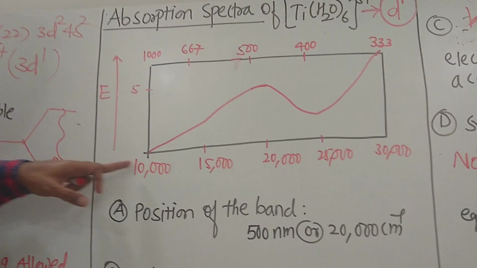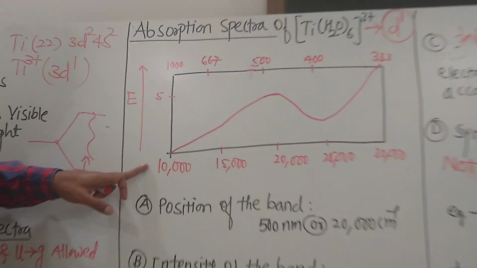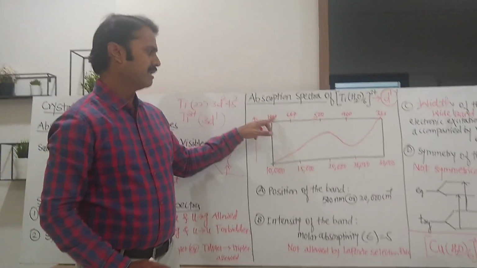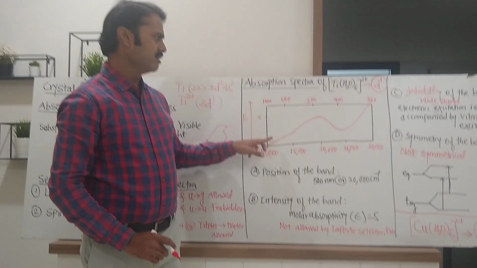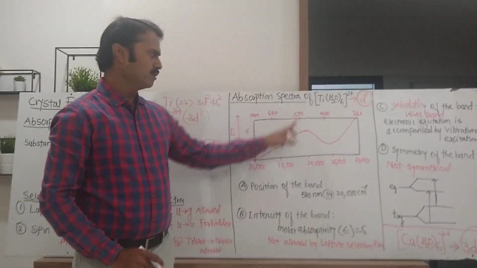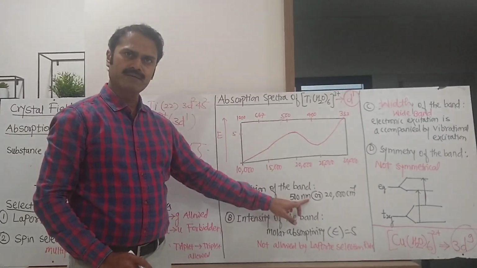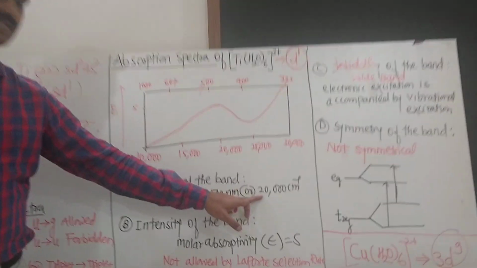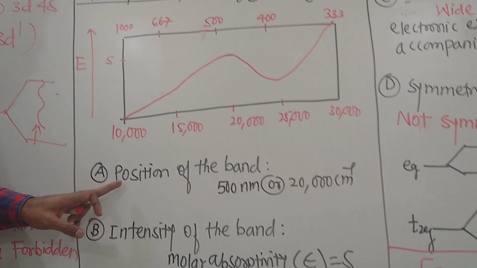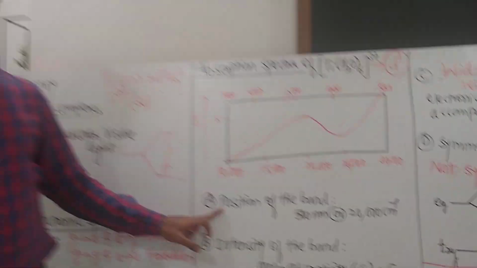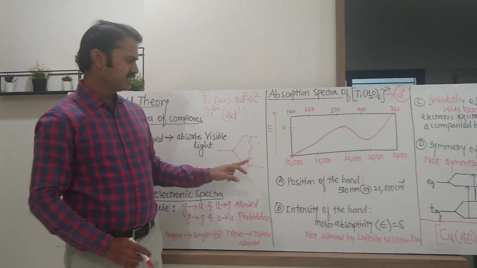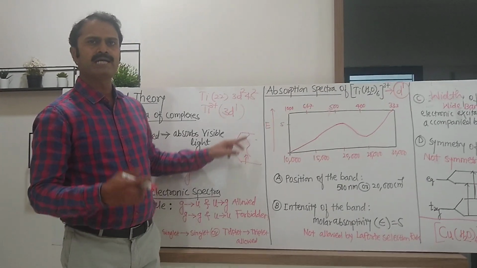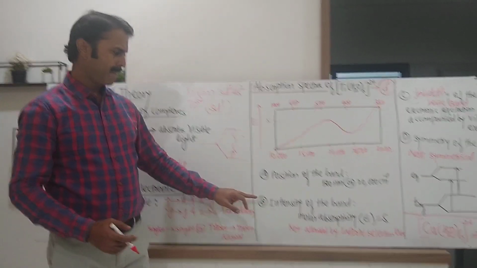So these are the frequency values in centimeter inverse, and these are lambda values, wavelength values in nanometer. In terms of wavelength, position of the band is 500 nanometer and frequency of the band is 20,000 centimeter inverse. And this absorption takes place due to electronic transition from lower d orbital to higher d orbital.